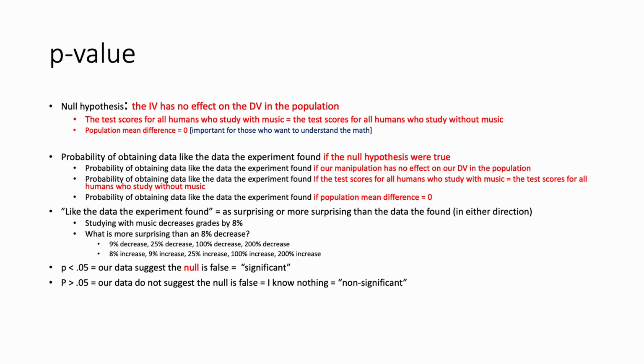And what do I mean by as surprising or more surprising? As surprising or more surprising than the data we found in either direction if the null hypothesis were true, right? So, we've got to put it all together. So what else is as surprising as that is an 8% increase. The opposite of what we found. That's as surprising as the data we found if the null were true. A 9% increase, a 25% increase, a 10% increase, and a 200% increase.